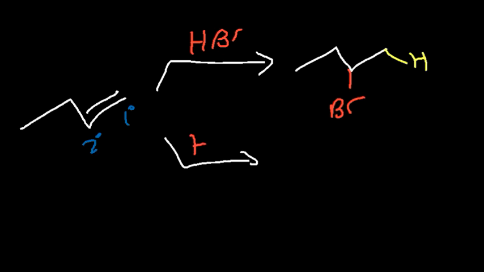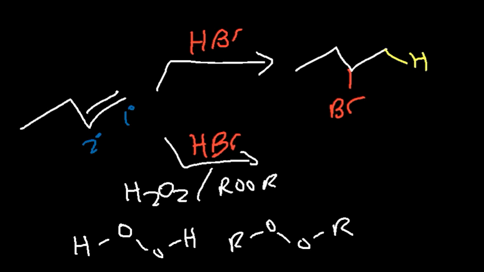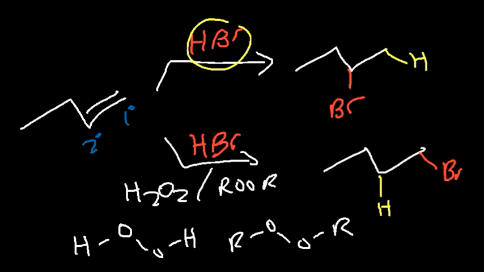Now let's say if you add HBr and peroxides, it can be written as H2O2 or ROOR. In either case, there's two oxygen atoms that are single bonded to each other, and that's a peroxide. So what's going to happen is the bromine is actually going to go on the less substituted carbon. So we get the anti-Markovnikov reaction rather than the Markovnikov reaction with just regular HBr.